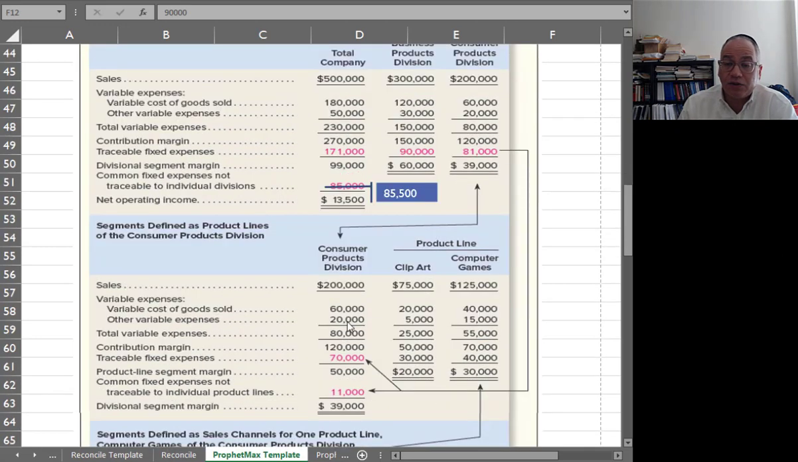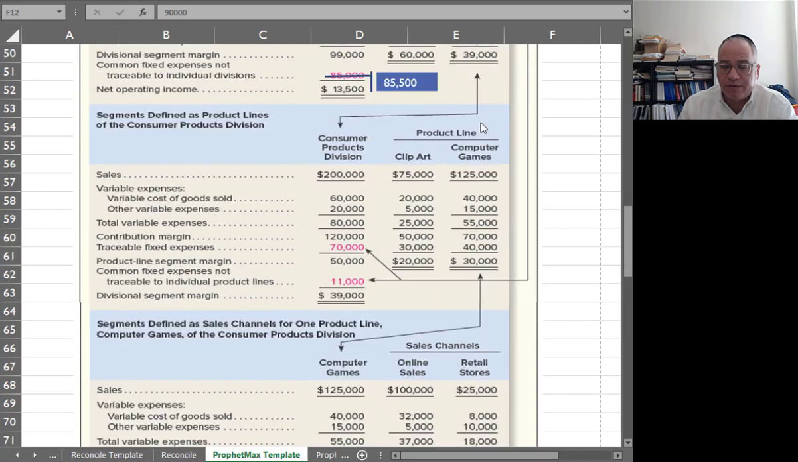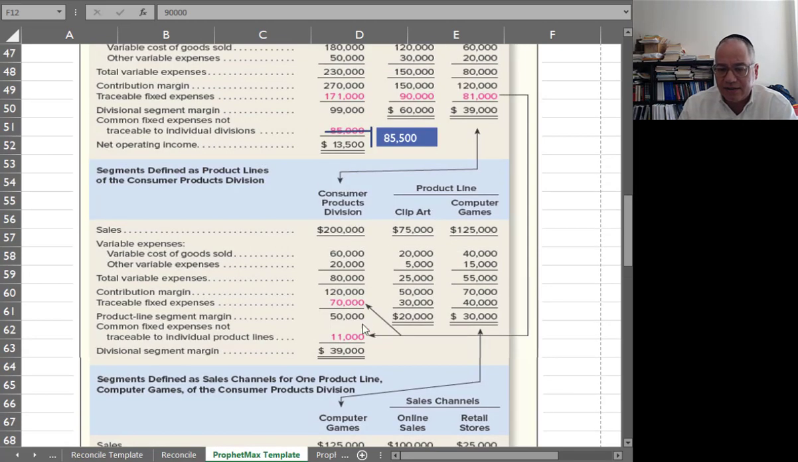Let's break down consumer products division into more little pieces. If you remember, we had 81,000 in traceable fixed expenses. 70,000 is traceable to the product lines, but 11,000 of that is not. So this 81,000 up here is split up into two pieces, the traceable portion and the common portion, traceable being 70,000 and common being only 11,000. Now, how is this traceable? It's traceable to the individual product lines. 30,000 of it is traceable to clip art, and 40,000 is traceable to computer games.